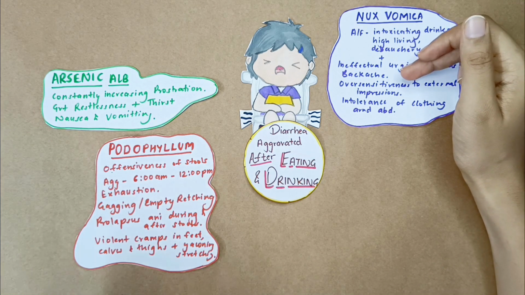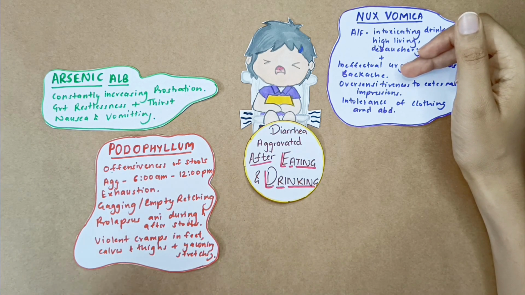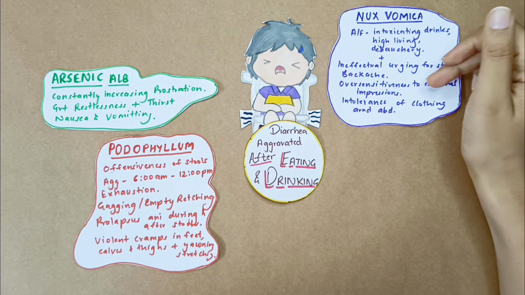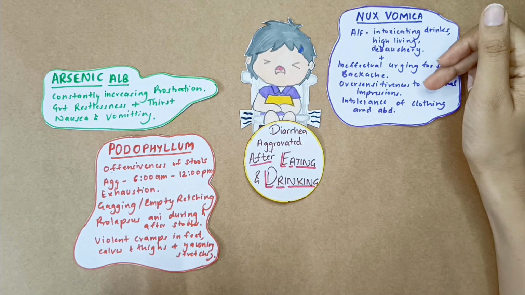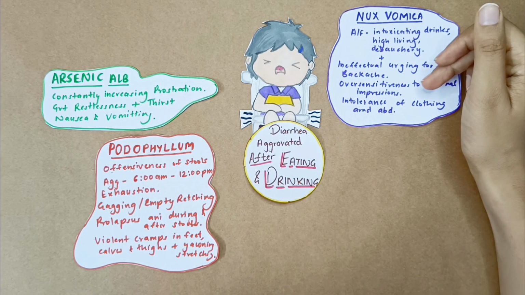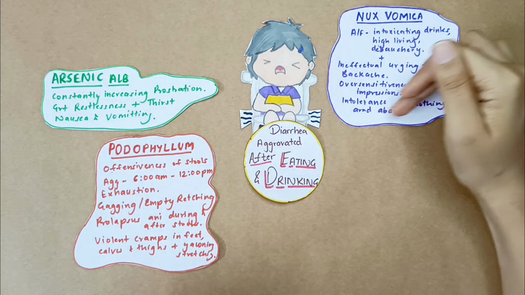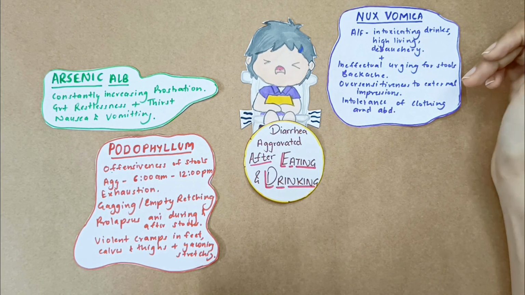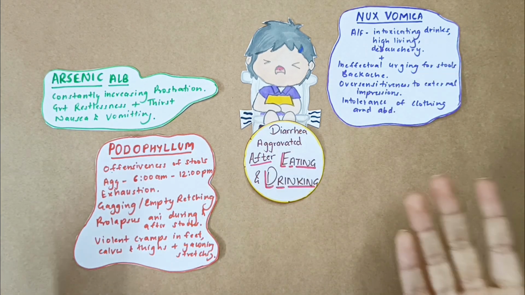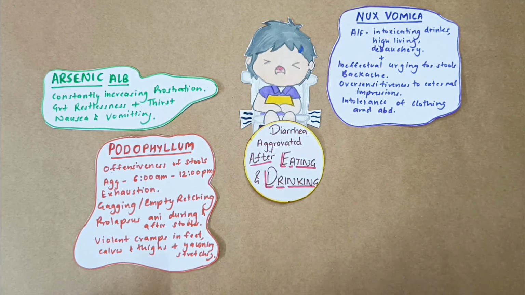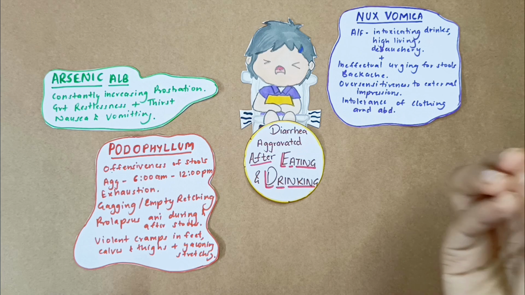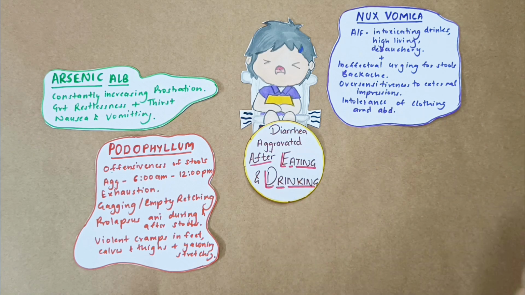Along with it, backache. Again, backache is another important symptom in nux vomica. Oversensitiveness to external impressions will be there, and they will have drowsiness after meals. There's intolerance of clothing about the abdomen, and there's unrefreshing sleep at night. There's heat in the head with redness of face, and all these things that we already know about nux vomica, the important characteristics of nux vomica, will accompany this modality in diarrhea.